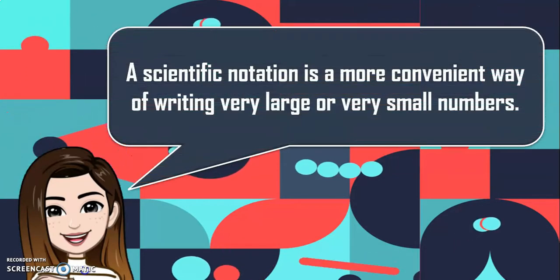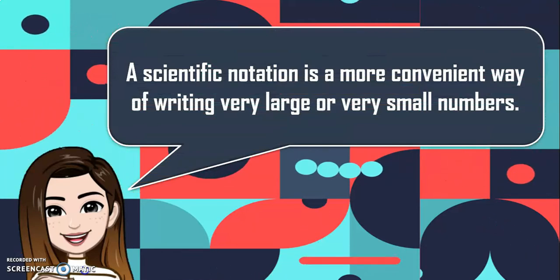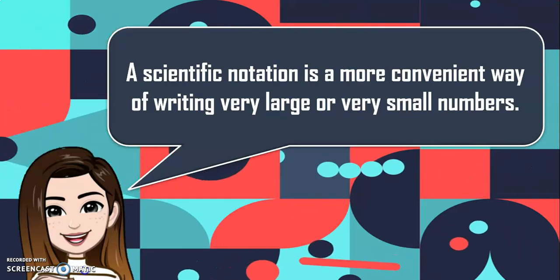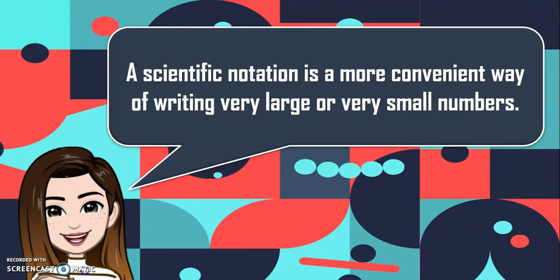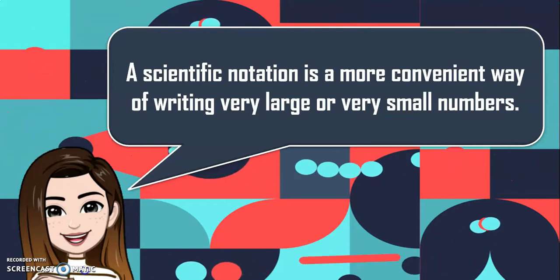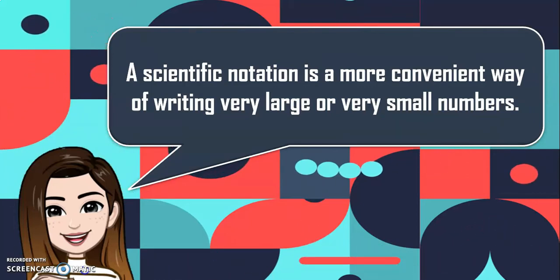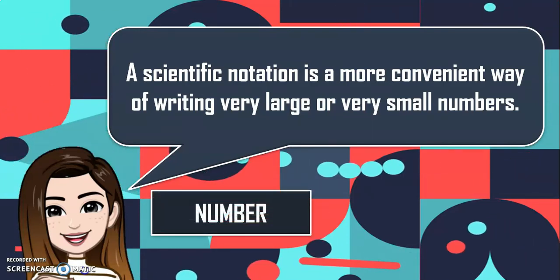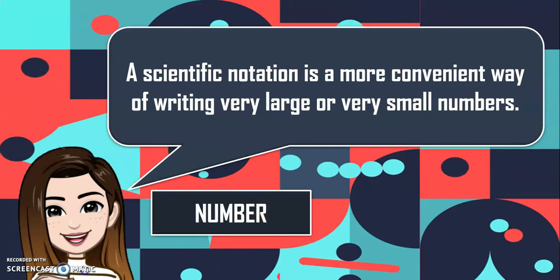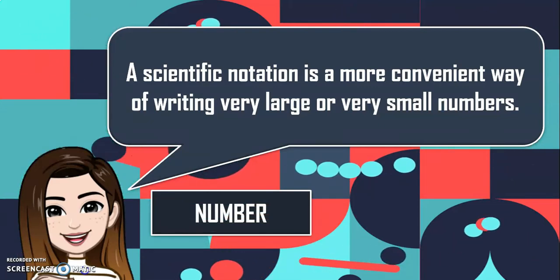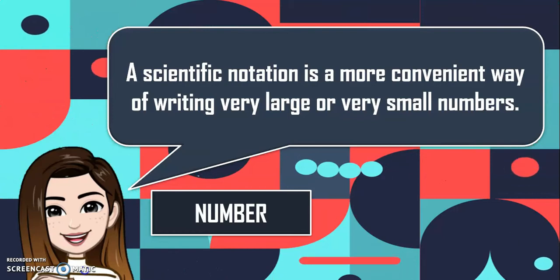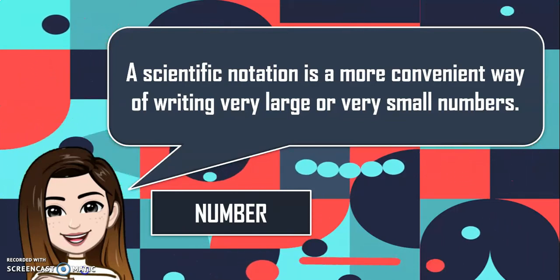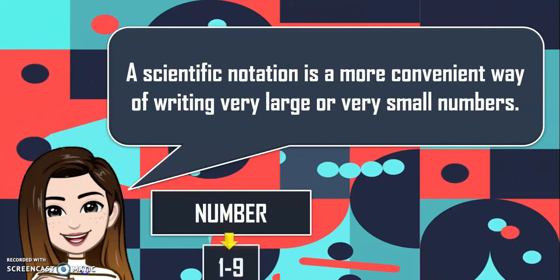A scientific notation is a more convenient way of writing very large or very small numbers. Instead of expressing the number in decimal notation, the number is shortened to a number multiplied to a power of 10. Hence, the two parts of a scientific notation are the number, which is also known as the coefficient. This is placed before the decimal point and has a value that is greater than or equal to 1 and less than 10. In other words, the number must be within the range of 1 to 9.